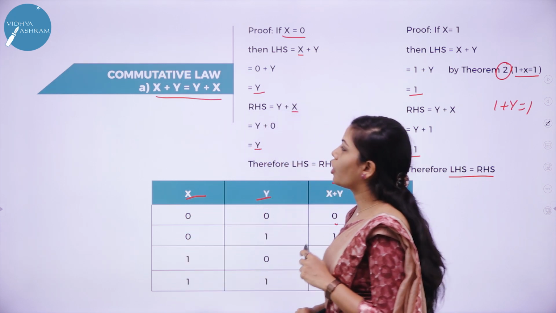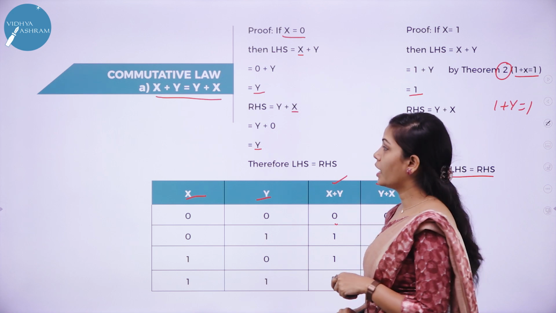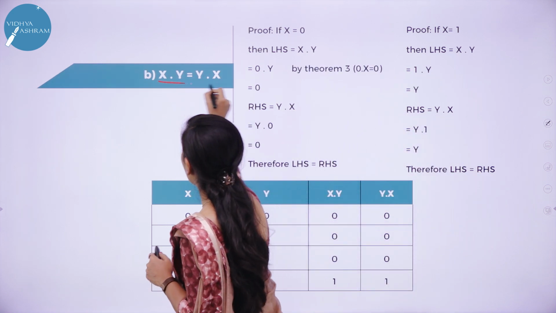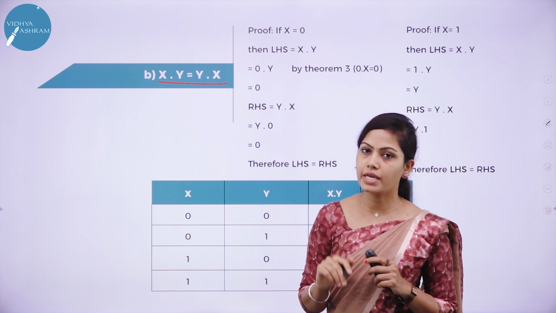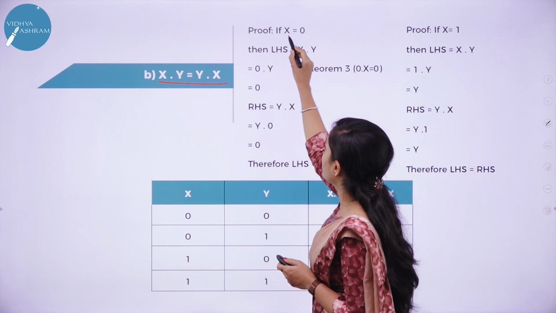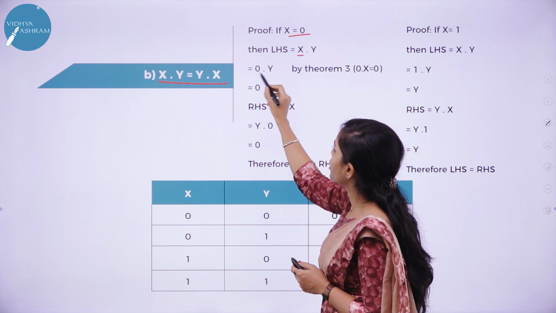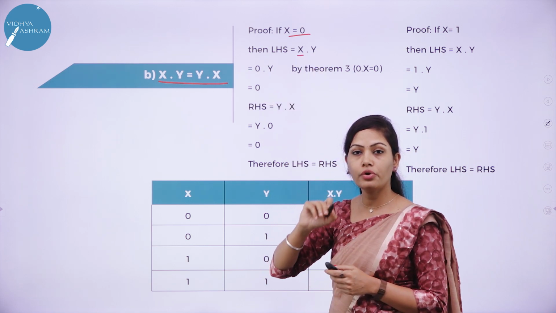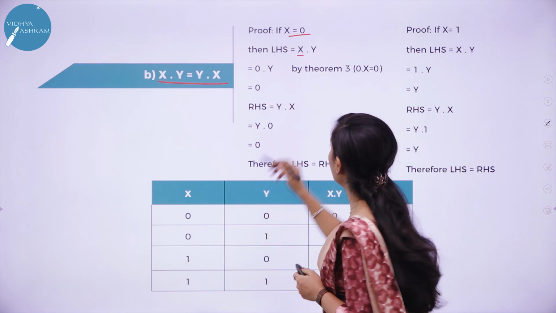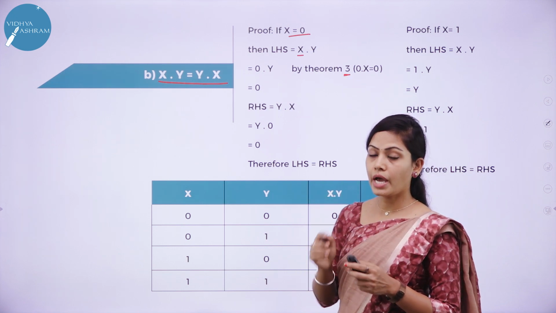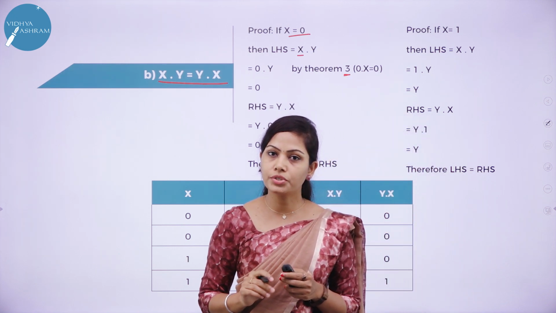This is your commutative law. And second theorem in commutative law is x dot y is equal to y dot x. Put x is equal to 0, substitute the value of x, that is 0, 0 dot y is equal to 0, 0 into y is equal to 0 by theorem 3. 0 into x is equal to 0 and 0 into y is also equal to 0.